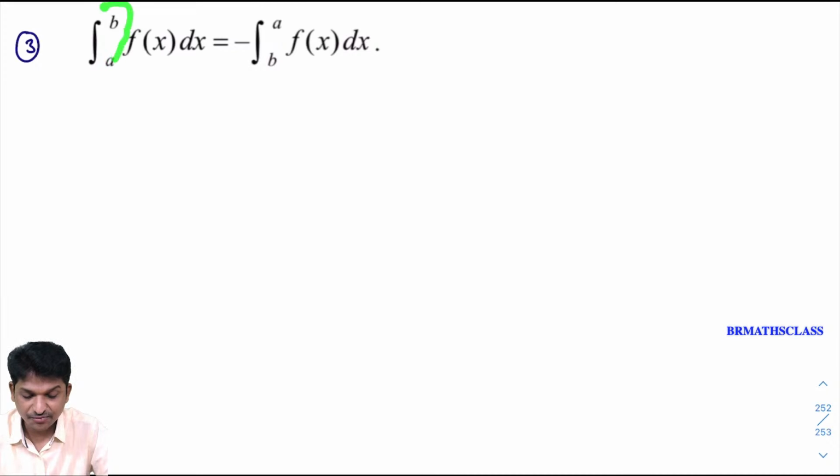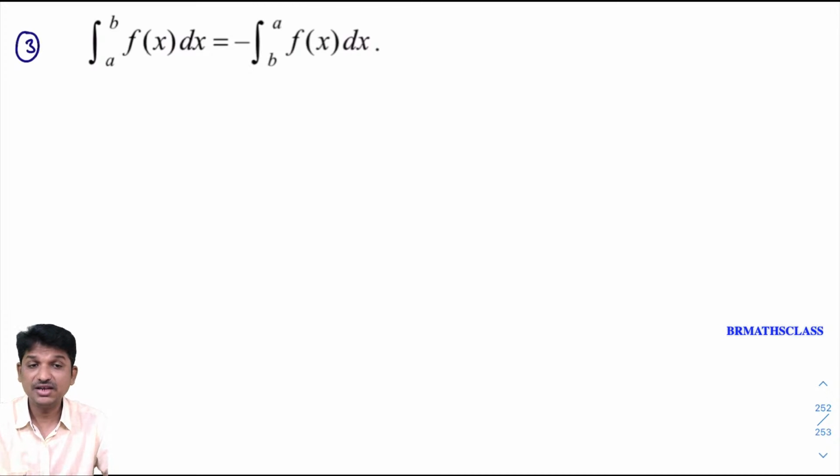Here limits are from a to b. Now here limits are from b to a. You identified one thing. Here limits are from a to b. Here limits are from b to a. Whenever you interchange these limits, here a to b is there. If you interchange it as b to a, you need to write minus in front of it. So whenever you want to interchange the limits, you just write minus in front of the integral.